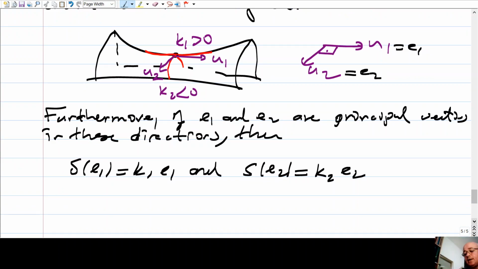I'll prove it next time. And the crucial information we use in the proof is that the shape operator is symmetric. That follows from the lemma I stated at the beginning of today's lecture.